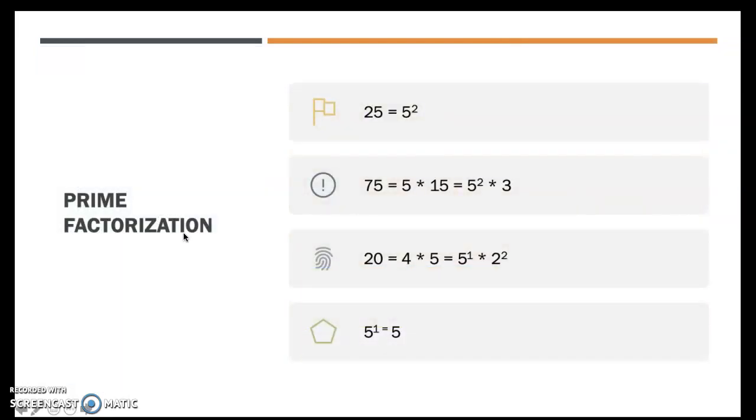Next, we're going to do prime factorization, so 25, 75, and 20. So 25 is 5 to the second power, 75 is 5 times 15, which is equal to 5 to the second power times 3. 20 is 4 times 5, which equals 5 to the first power times 2 to the second power. And then you're going to list all the 5s, and then because of this one right here, it's going to be just 5.